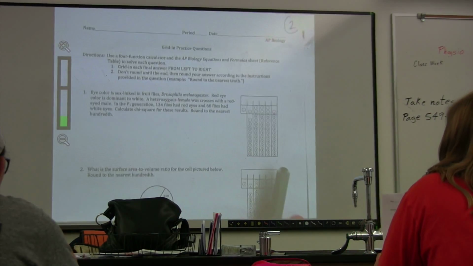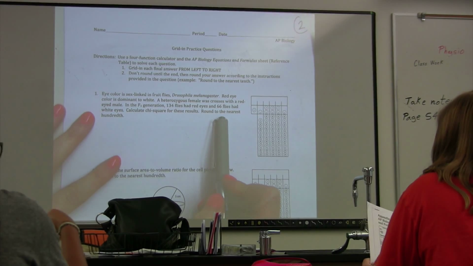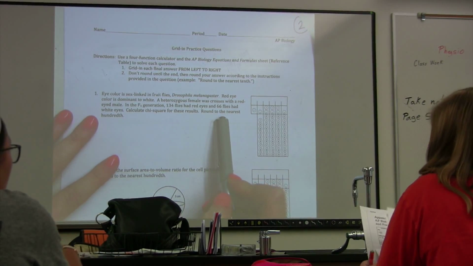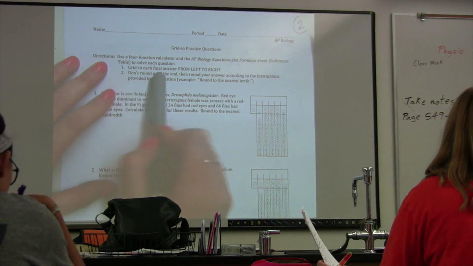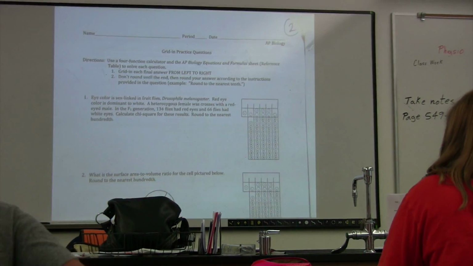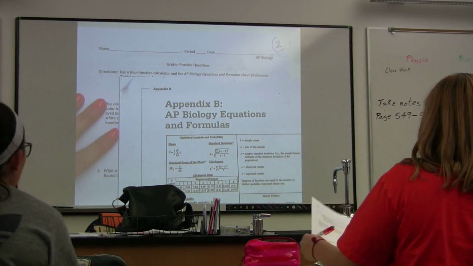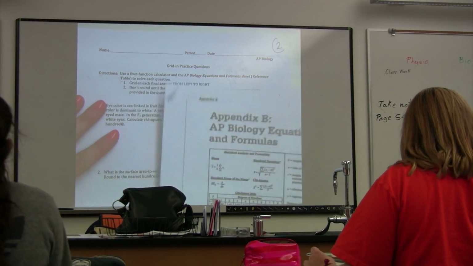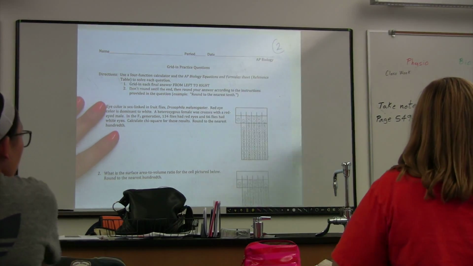Grid in practice questions. Now, some of you in the back aren't able to see this, but you should have it in front of you. We're on page 2, and it gives these different directions. Use a 4-function calculator and the AP Biology equations and formula sheet that I have right here next to me while I'm working. I believe this is perforated on your test, so you'll be able to rip it out and work through the problems with it.